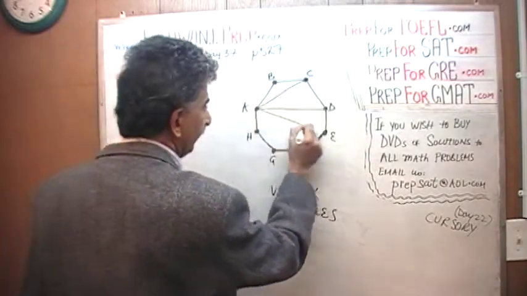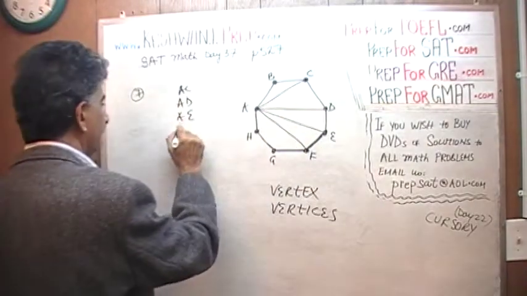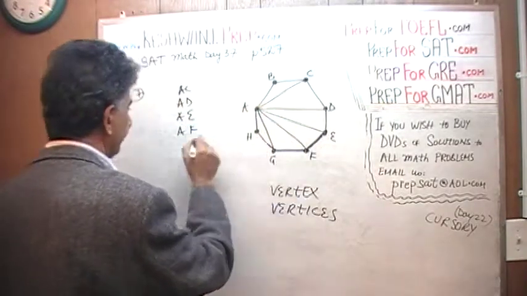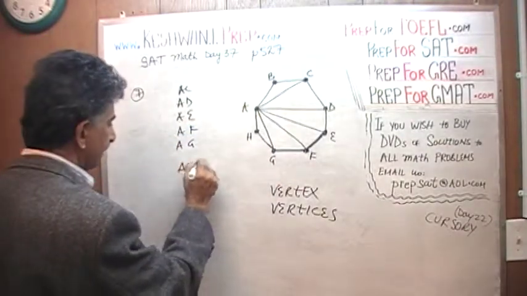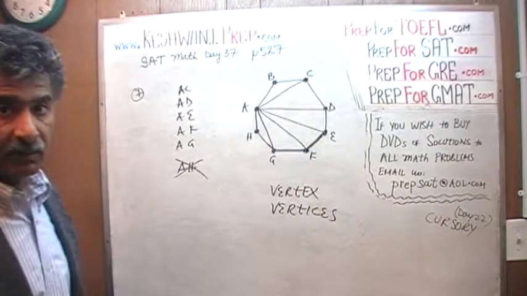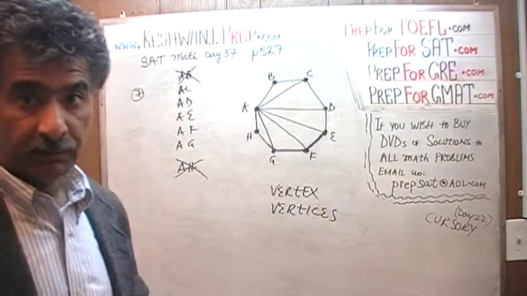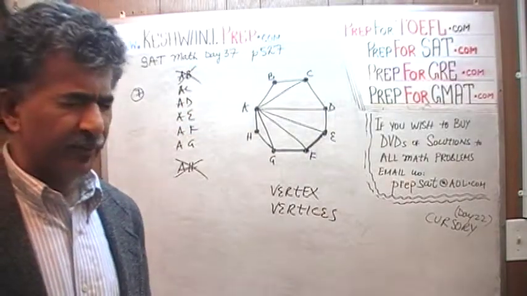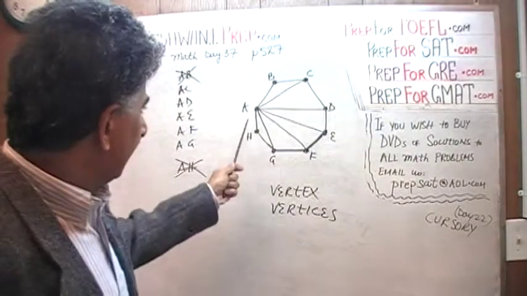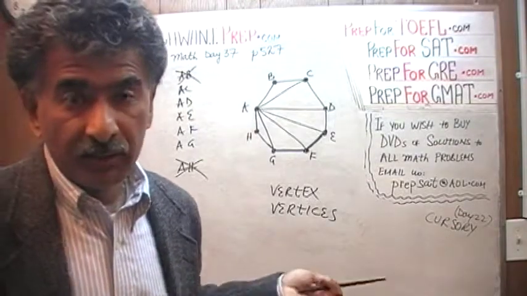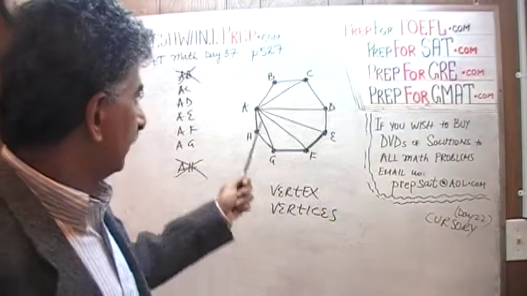Another diagonal is A to E, and then A to F, and then A to G. A to H does not count because A to H is a side of the polygon itself. Similarly, A to B does not count because A to B is a side of the polygon itself. A diagonal simply means you join two corners, but not these two obviously.